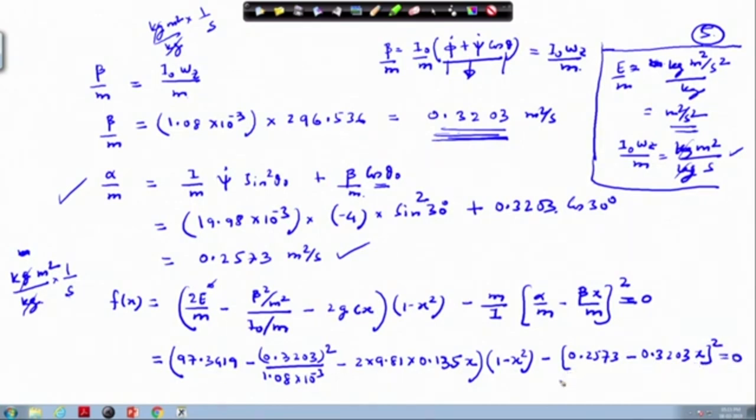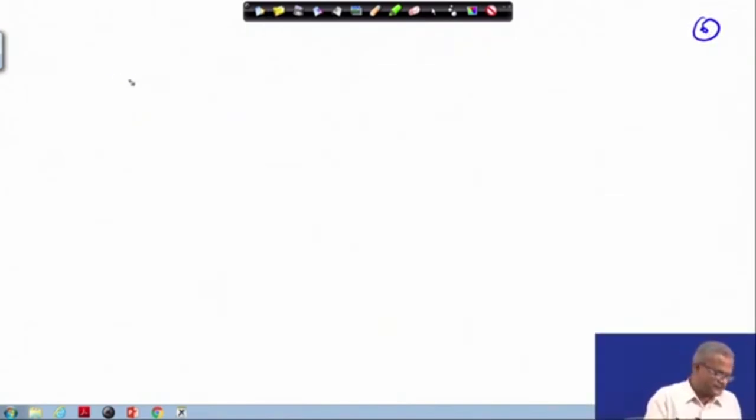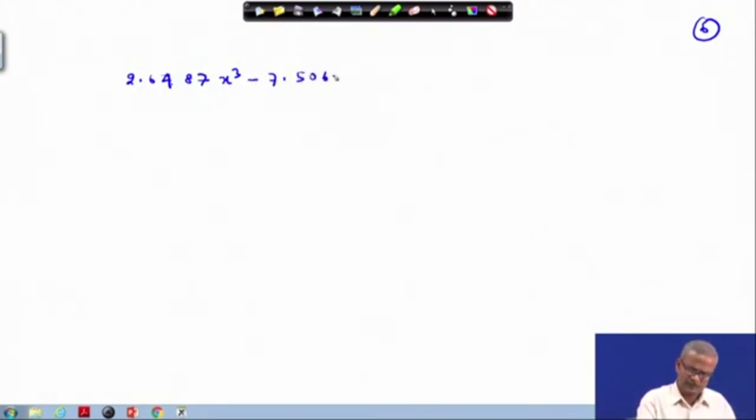Then we just need to expand it, multiplying these terms and simplifying it. So, once we expand, we get the following equation: 2.6487 x cube, and so on, equal to 0.